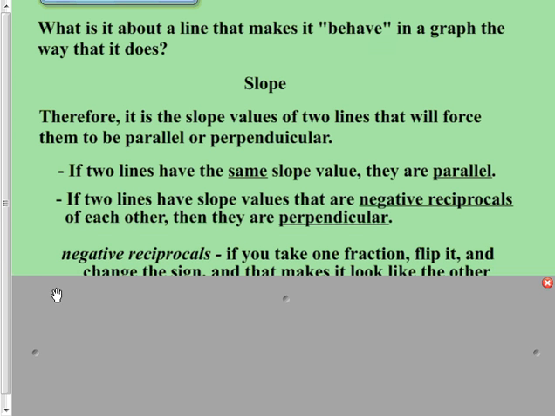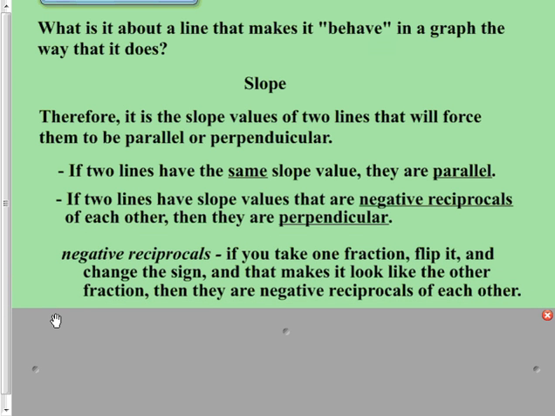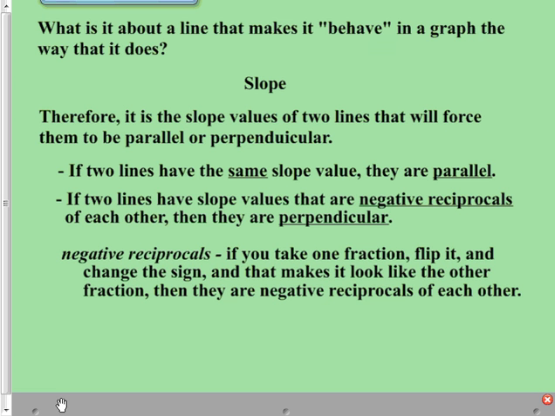If I can get my computer to move the screen down, there we go. Okay, negative reciprocals basically means if you take a fraction, turn it upside down or flip it, and then change the sign, it will make a new fraction. Now, if that fraction looks like the other slope fraction that you have, then you have two fractions that are negative reciprocals of each other. And we'll look at that in detail here in just a moment. So if the definition is confusing you a little bit, don't worry about it right now. Let's wait for the examples and see if that doesn't clear it up.